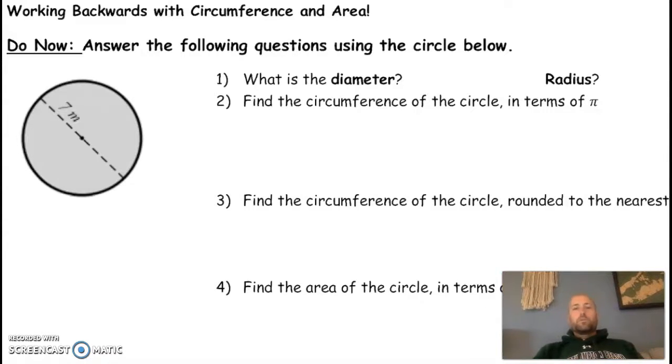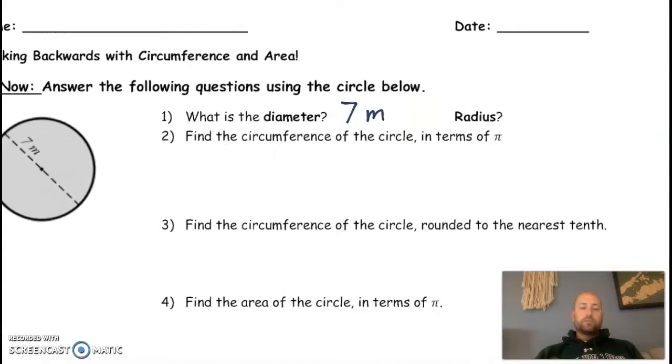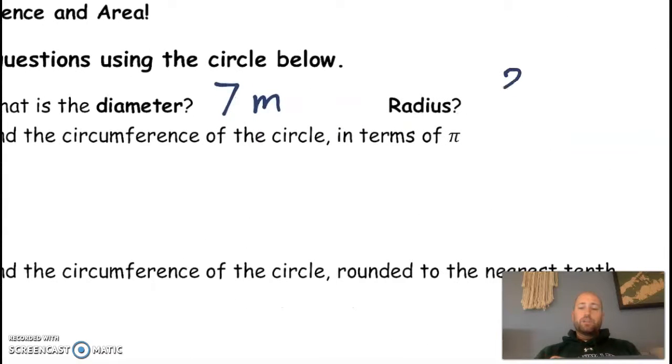So we have worked forward. That means we have been given the diameter, given the radius, and now we're going to be given the circumference, given the area, and try to find one of the diameter or the radius. So just to recap, what is the diameter? Well, that line goes all the way across. The diameter is 7 meters. The radius is half of that, or 3.5 meters.